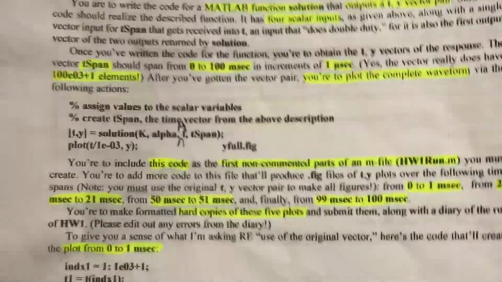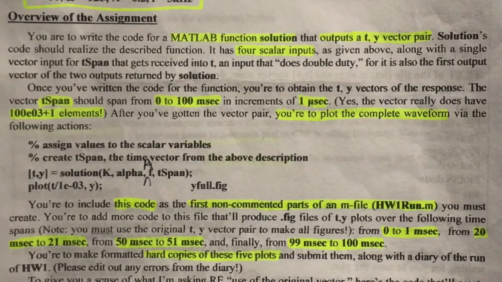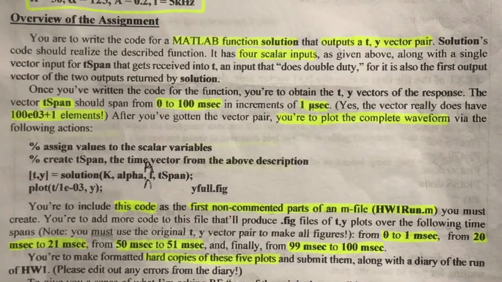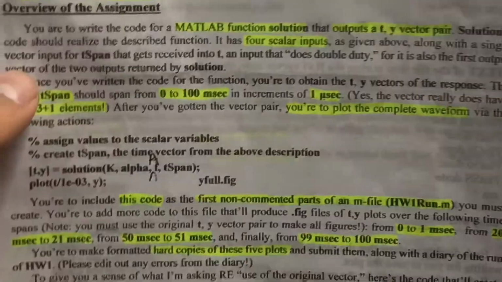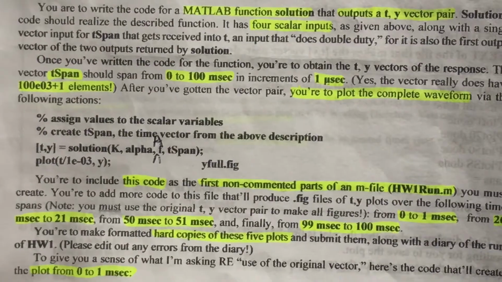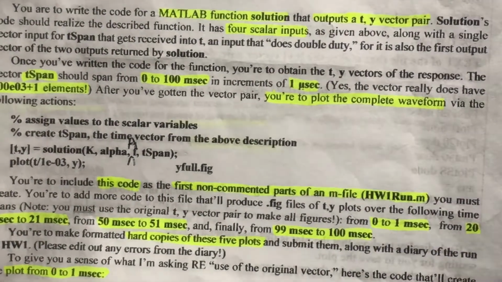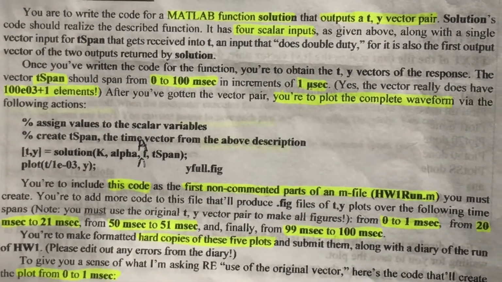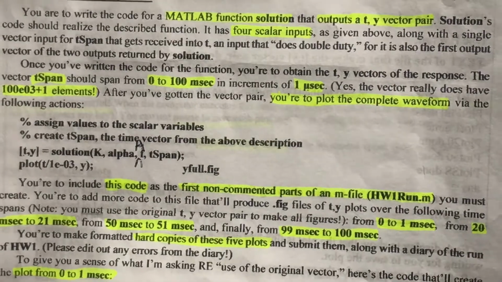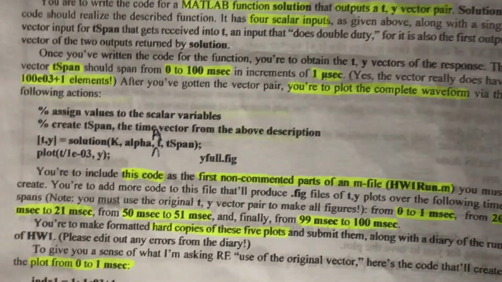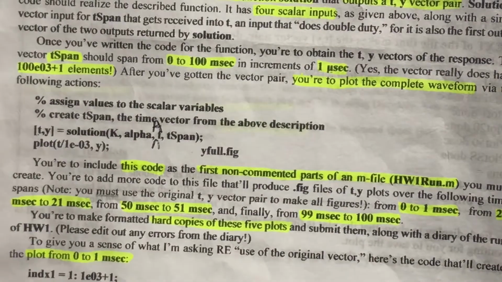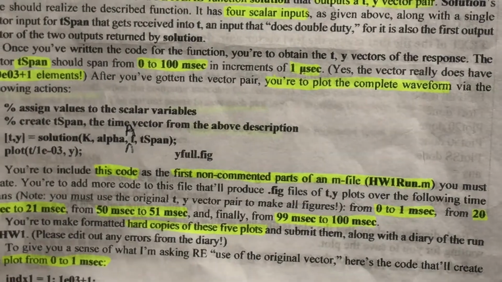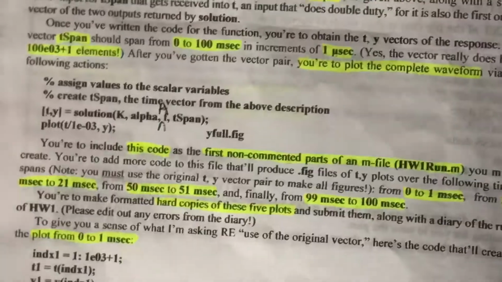Let's skip the first part because it talks about how to do the t, y vector part. Let's start from this paragraph here. Once you've written the code for the function, you're to obtain the t and y vectors of the response. The vector t-span should be spanned from 0 to 100 milliseconds in increments of 1 microsecond. Yes, the vector really does have 100e03 plus 1 elements. After you've gotten the vector pair, you're to plot the complete waveform via the following actions. That's what we did before together.